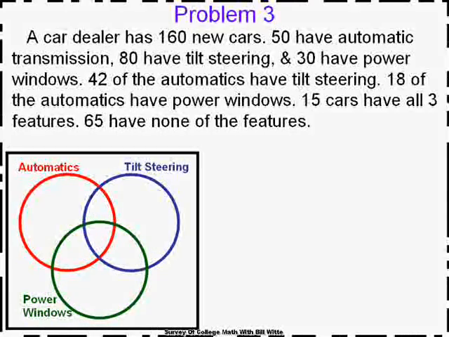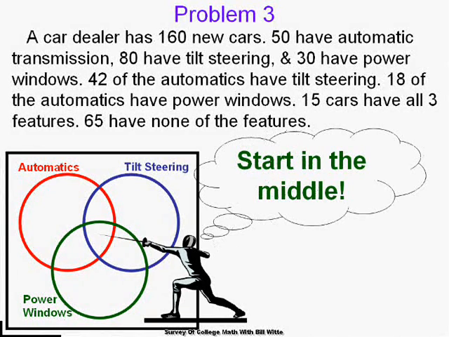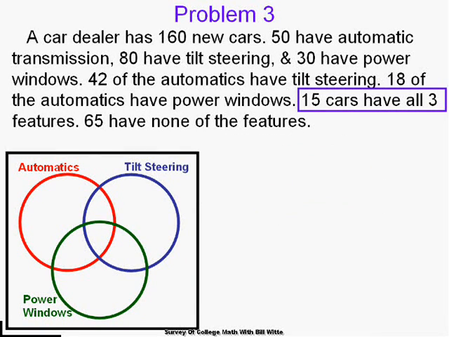Okay, let's see. And you're going to do it because I said so. Remember why we want to start in the middle, because we're going to use that to subtract from various numbers and figure out other numbers. So don't do it because I said so. Do it because it's really the only way to do it. Start in the middle. And that's going to be the cars, hopefully they'll give you, that are automatics and have tilt steering and have power windows. And they told us that. So there it is. That's Fat City. Put that baby in there.